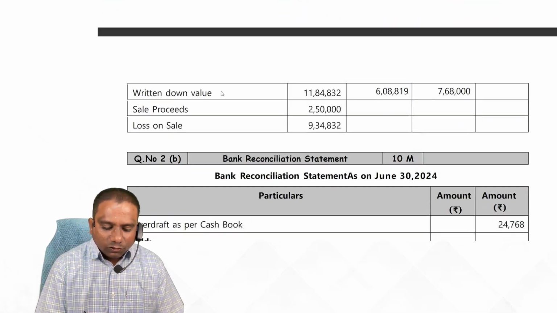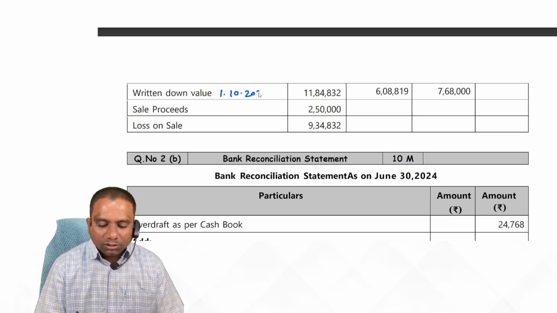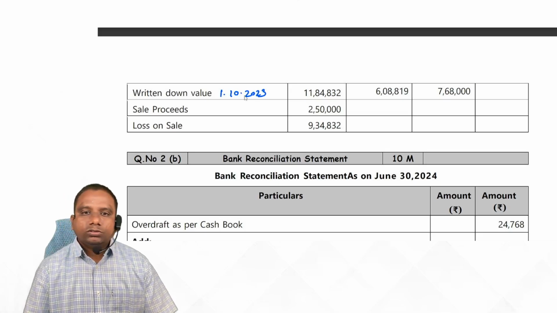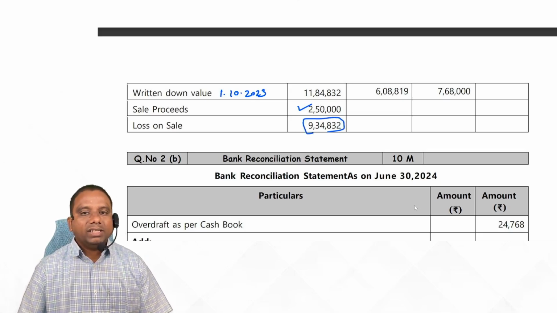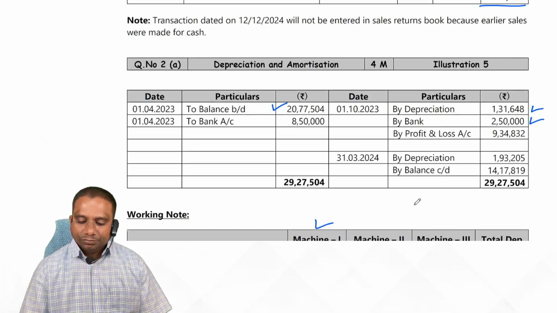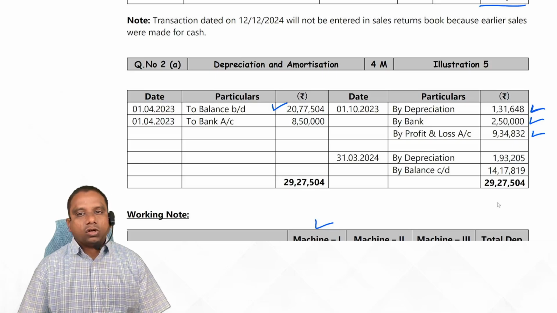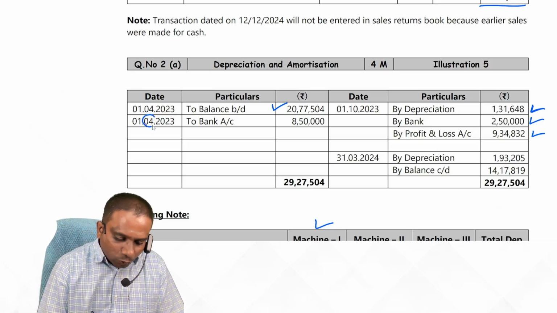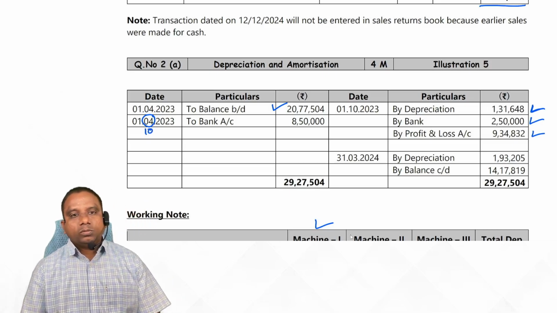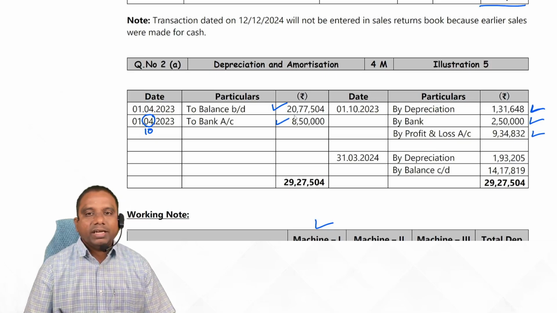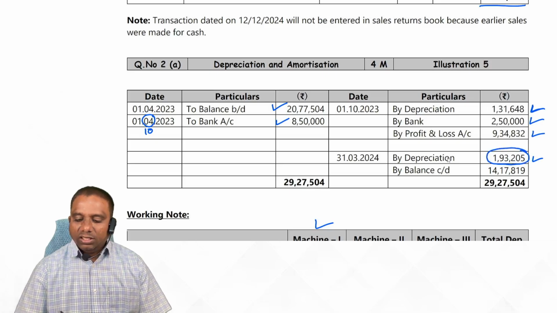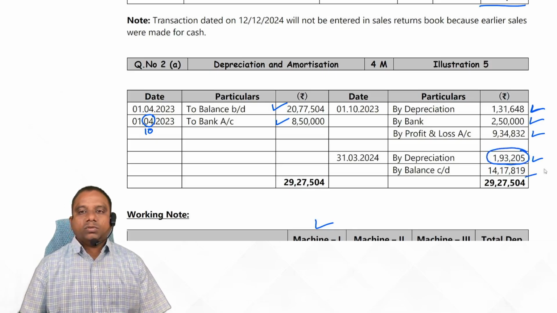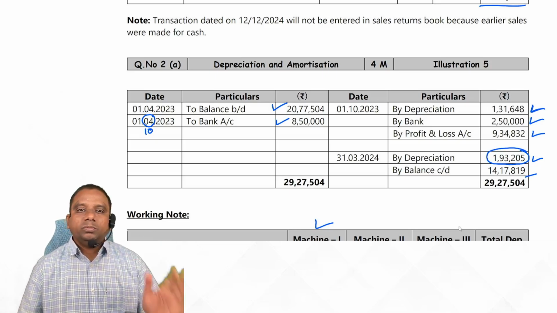Now this is the WDV as on 1st October 2023, 11,84,832. But we sold for 2.5 lakh. Loss on sale of machinery 9,34,832. Now look at: by bank, by depreciation, by profit and loss. Next, on 1st October 2023, we purchased another machine for 8.5 lakh. On both the machines put together, depreciation is 1,93,205. Remaining is the balance amount. This is a simple problem of depreciation.